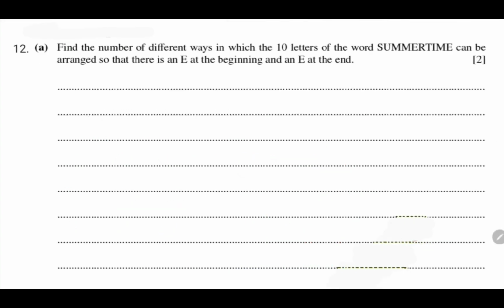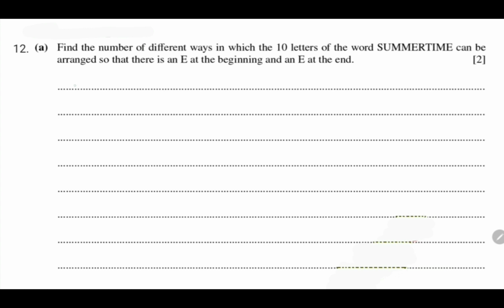Read question number 12. This is very easy. Find the number of different ways in which 10 letters of the word summertime can be arranged so that there is an E at the beginning and an E at the end.